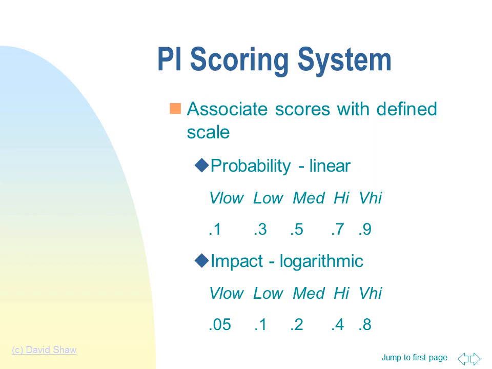In the PI scoring system, we associate scores with a defined scale of very low, low, medium, high, and very high. Each score is assigned a numerical value. Impact is more important. For example, high probability and low impact means we will survive. Low probability and a very high impact means we may not survive. So we use a logarithmic scale for impact and a linear one for probability. Using a logarithmic scale is similar to what we do in Agile, when we use small, medium, and large for estimating.